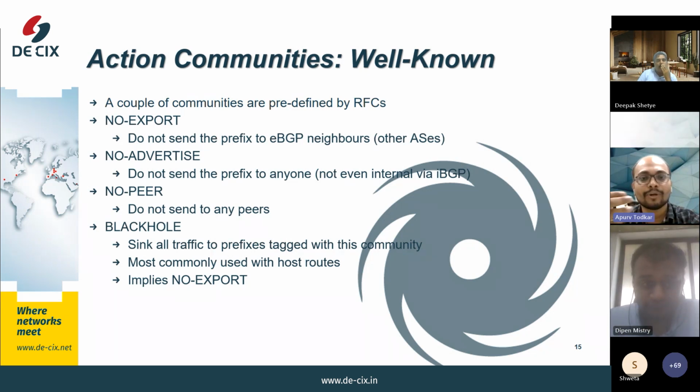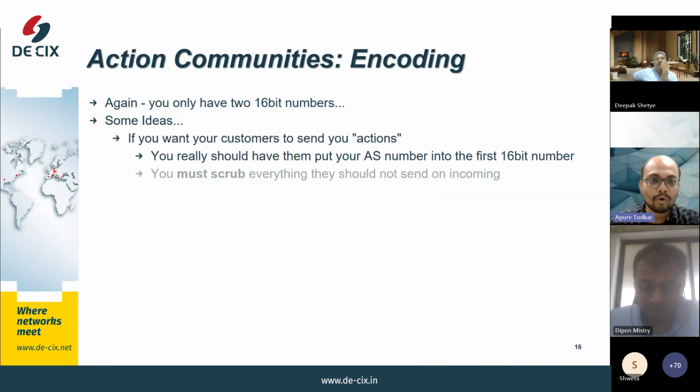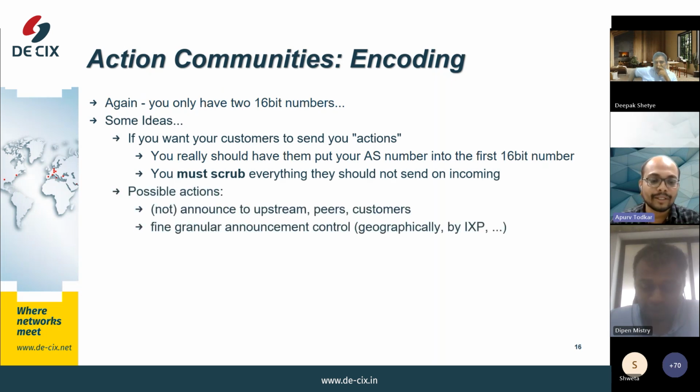So this community usually implies no export in general, and if you don't want to propagate, it just black holes the routes beyond your network. DE-CIX was actually involved in defining the standards for this black hole community in particular. So again, let's go back to the encoding for the BGP communities. Keep in mind that you only have 16-bit numbers available.